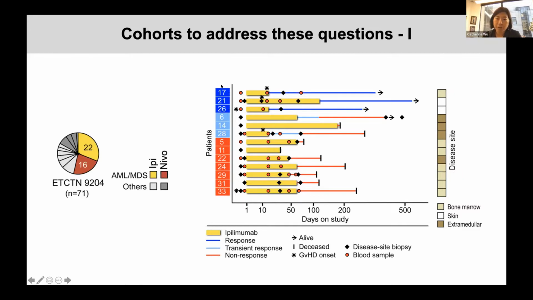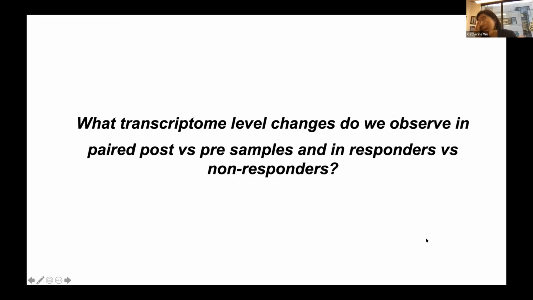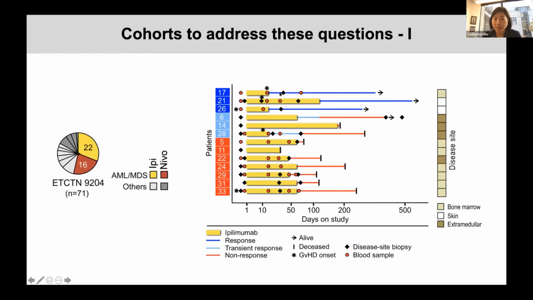So in the dark blue, responders, in the light blue, transient responders, and in the red, the non-responders. And I think what you can see here way on the right is that we did confront the challenge of having material come from many different disease sites, whether in bone marrow or skin or extramedullary tissue. And so one of the questions we asked ourselves is, if we have all this tissue, can we actually start to scan, and can we use transcriptome level changes to give us some sort of understanding of what is happening in responders versus non-responders?